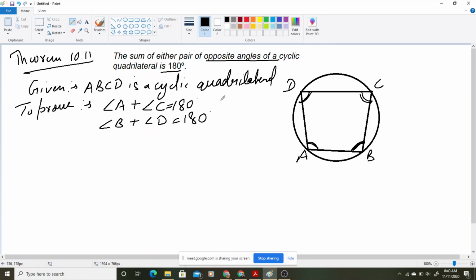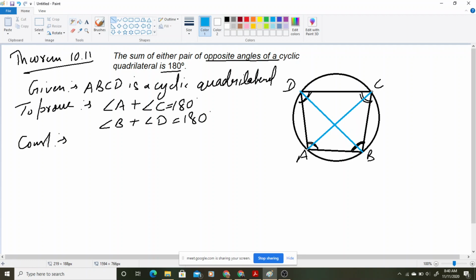So but how we are going to prove this thing? कैसे prove करेंगे कि ये 180 होता है? For that thing we will do some construction. So in the construction part, what I am taking, I will join this BD, इसको join करना है, and A to C. See, this is the construction part I am taking.